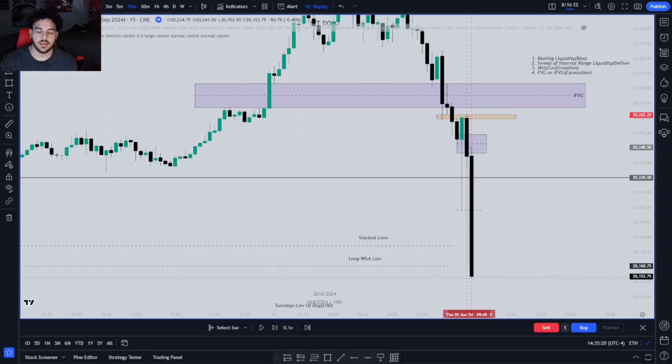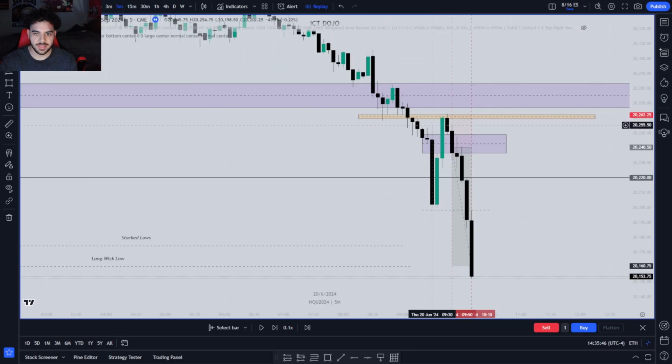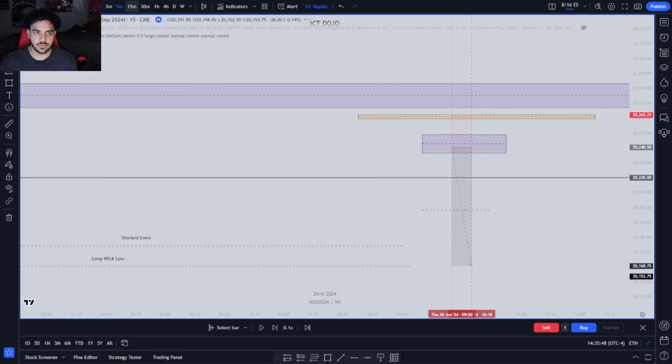So just going back over what we talked about. We had our resting liquidity, which was our bias. We had a trade back up into internal range liquidity. So we're looking for bearish delivery when we see that. So right here on the 15-minute, we're respecting the 15-minute gap. We created this inversion fair value gap, and we also traded above this AM high.